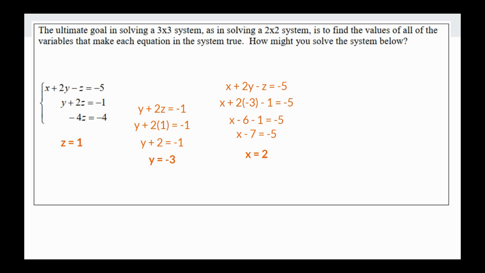Okay, when it was a 2 by 2 system, how did we write our answers? An ordered pair, right? Well, this time, how many answers do I have? 3, so I'm going to write it as an ordered triple in alphabetical order. X, Y, Z: 2, -3, +1. An ordered triple.